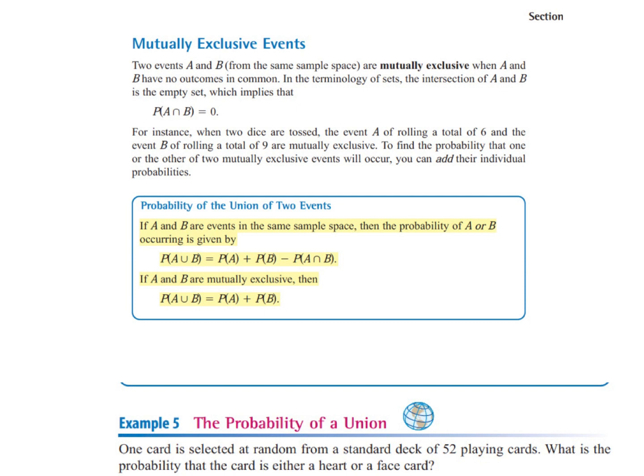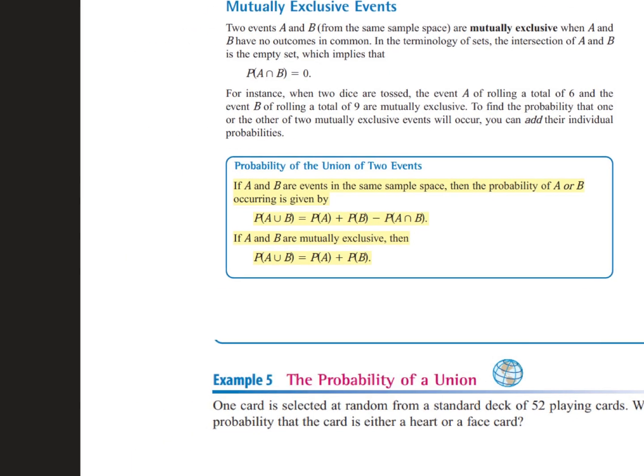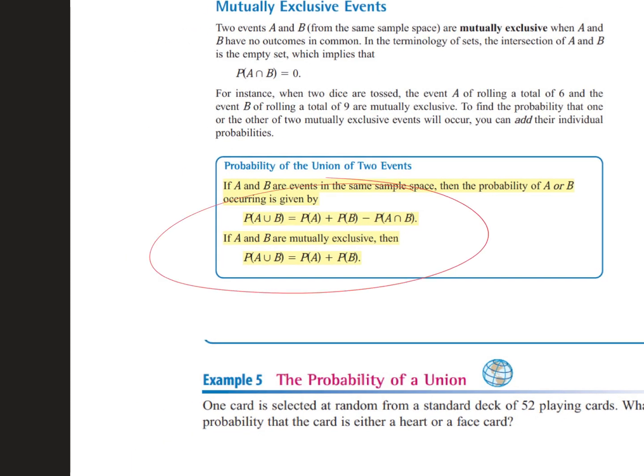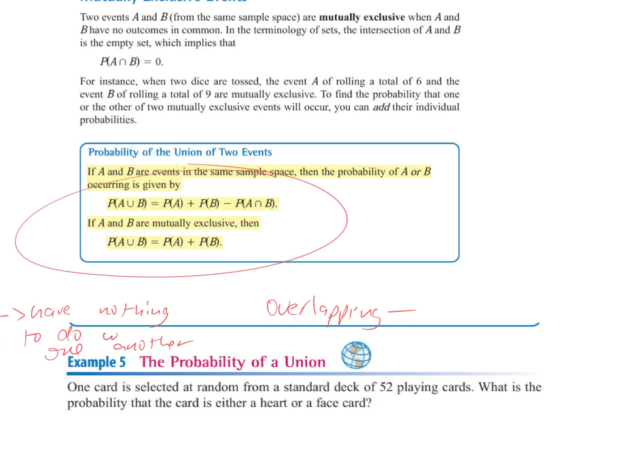Okay. All right, now we're going to talk about 2 different things. Something called mutually exclusive and something called overlapping. All right, mutually exclusive. This is what this means right here. But I'm going to explain it to you in words. Mutually exclusive events have nothing to do with one another. One event does not affect the other one. An overlapping event has common outcomes that overlap.